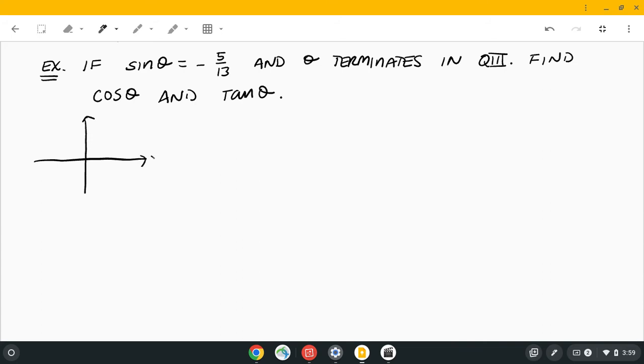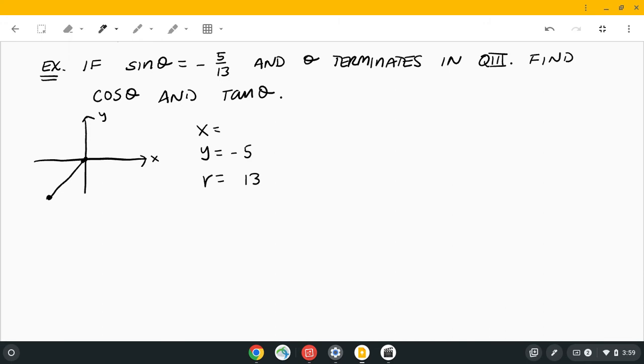Okay, so here's my x's, my y's. Sine theta terminates in quadrant 3, so we're somewhere over here. And we know that it is negative 5 over 13. So then that means we know that the r value is going to be 13. And we know the y value will have the negative 5 because r is never negative, right?